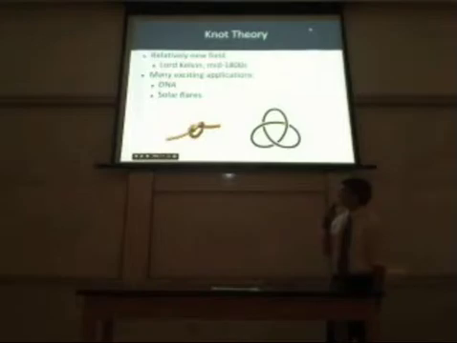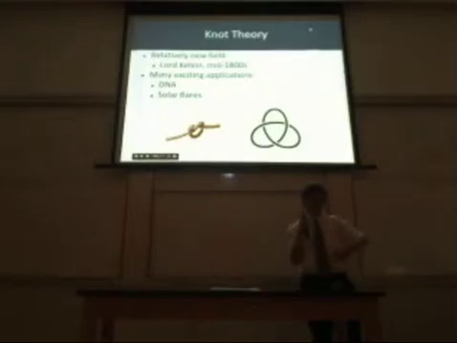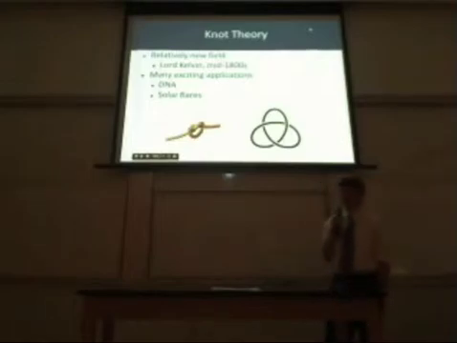And the other interesting application is solar flares. Apparently solar flares form knots on the sun's surface. Sometimes they go like this. The reason for that is based on the magnetic field of the sun, and it's actually very complex. I was also going to do that, but it was beyond my grasp.